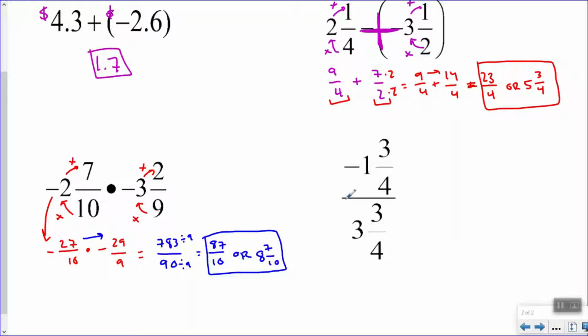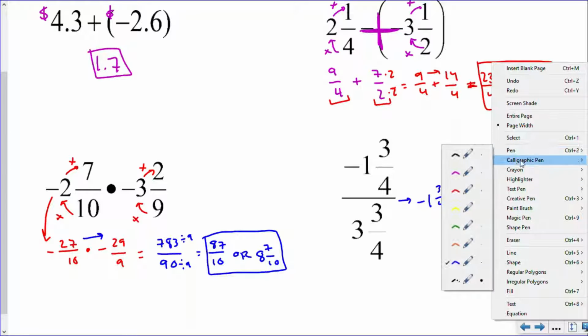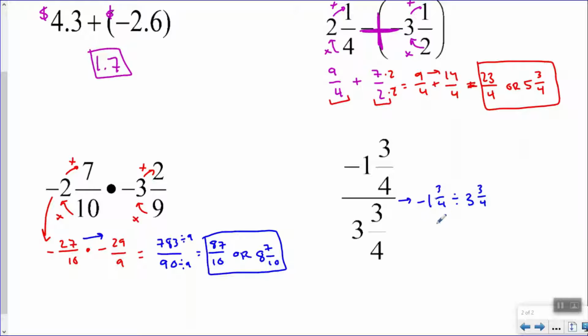Remember that fractions just represent division. So this is really the same thing as -1 3/4 divided by 3 3/4. We just need to take these, turn them into improper fractions, and then we can use our rule. So 4 times 1 is 4, plus 3 is 7, so we have 7/4, but it's negative, divided by 4 times 3 is 12, plus 3 is 15, over 4.